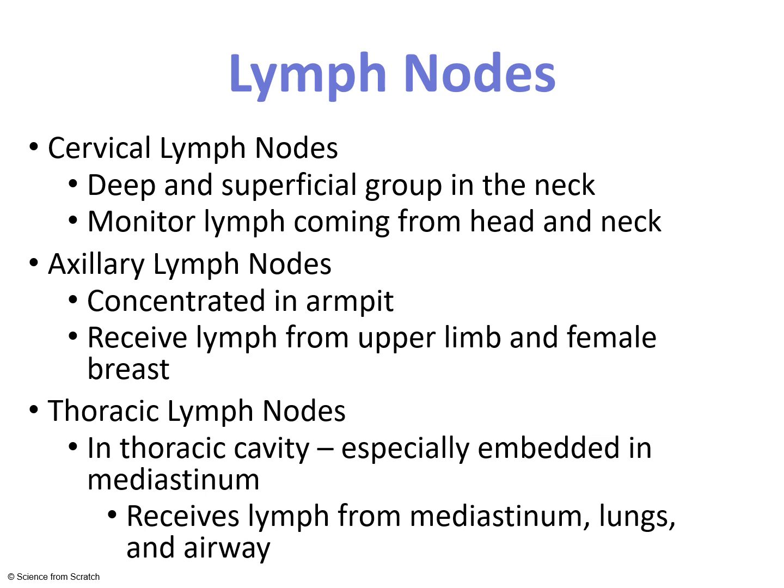There are the cervical lymph nodes that are deep and superficial in the neck. Those monitor the lymph coming from your head and neck. Axillary are the lymph nodes that are concentrated in your armpit, and those receive lymph from the upper limbs and from the female breast tissue. Thoracic lymph nodes are in the thoracic cavity, and they are especially embedded within the mediastinum, and those receive lymph from the lungs, the airway, and the mediastinum itself.